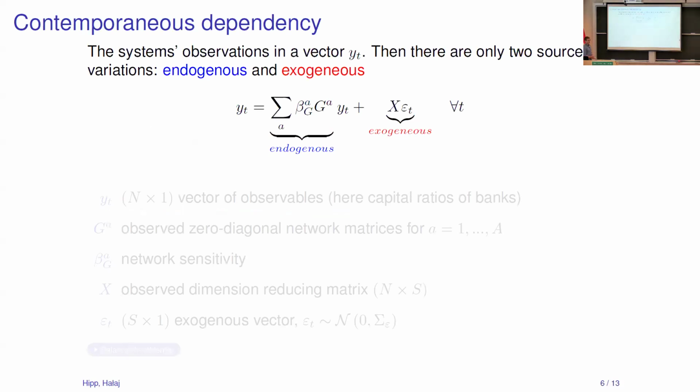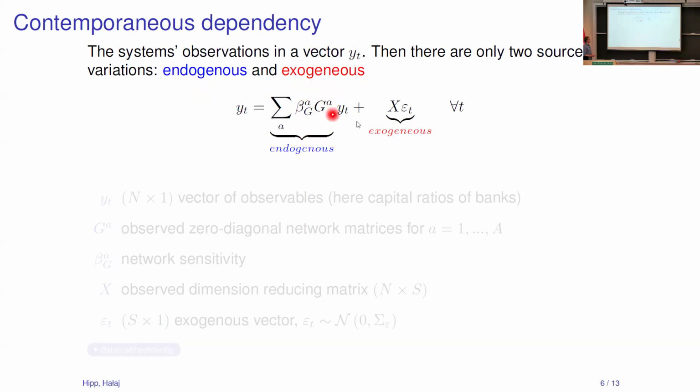So here, first, the model is quite important. We have contemporaneous dependencies. What does that mean? Usually we often have contemporaneous dependencies, but here it's important that we have a time series observation that is only dependent on itself. So now assume we have a time series observation, vector YT, that includes all banks and all financial institutions of our system. And we assume there are only 2 types of sources that can lead to variations in this vector: the endogenous part and the exogenous part.